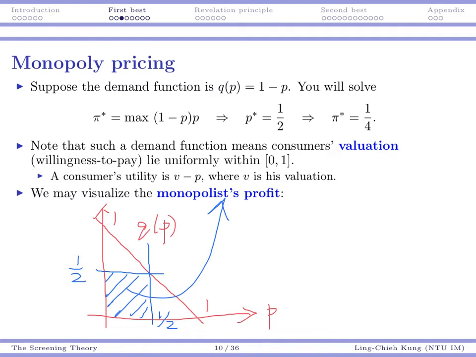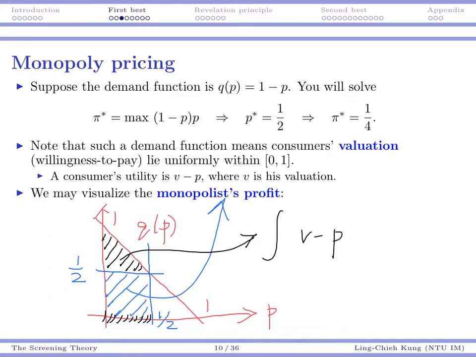If you happen to know something called the consumer's surplus from your economics course, then you know the consumer's surplus is here, the area of this triangle. So why is that? Here, these are the consumers who buy this product. These consumers, their valuation is higher than the price 1/2. So for those consumers whose valuation is within 1/2 and 1, they will buy the product. For each of them, the amount they get is V minus P. Okay, so the total gain or the total surplus earned by the consumers can be calculated like this.